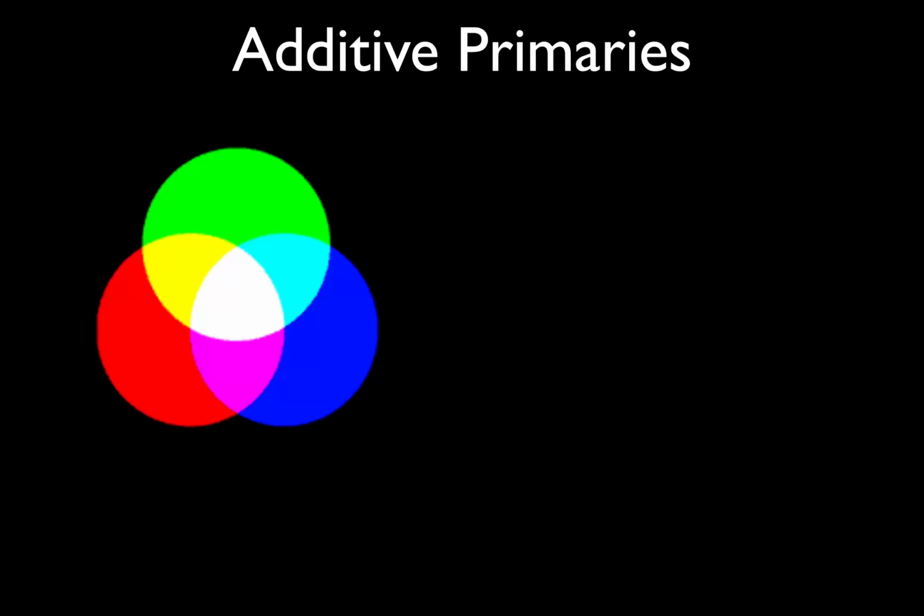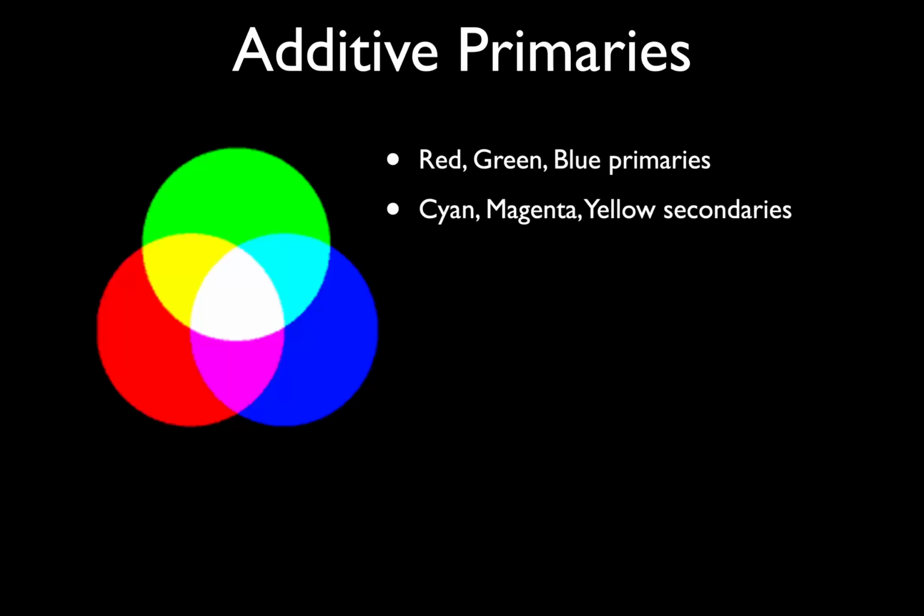Okay, so we're going to start with additive primaries. So red, green, and blue are the primaries in an additive system. Cyan, magenta, and yellow are the secondaries. What you need to do when you're looking at this is imagine there are 3 projectors here. This is all light. This is not print. So imagine there's 3 projectors that are shooting down on the screen. One of them has got a green filter on it, one of them's got a blue filter, and one of them's got a red filter.